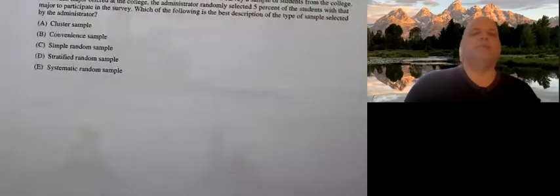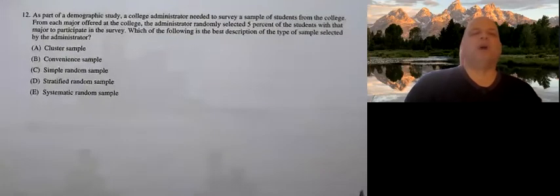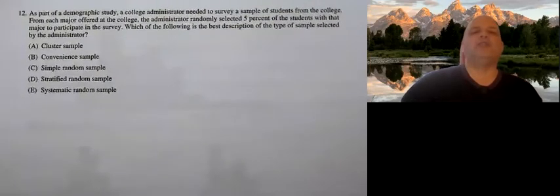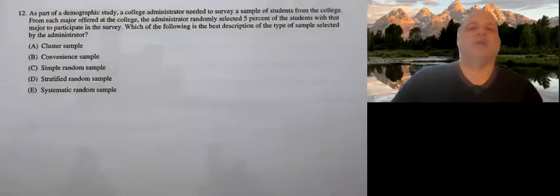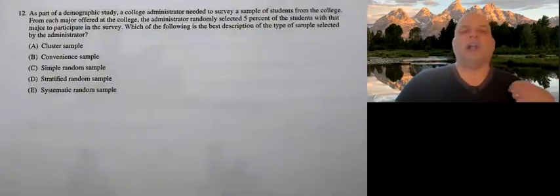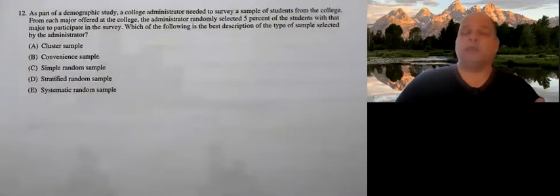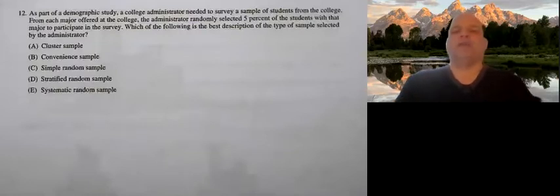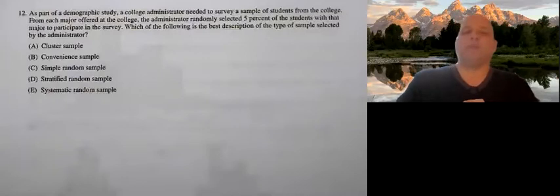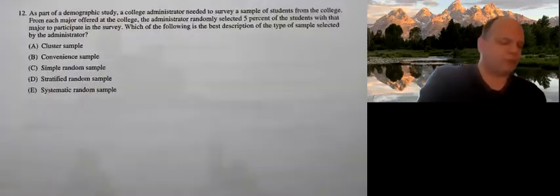Moving on to number 12. As part of a demographic study, a college administrator needed to survey a sample of students from the college. From each major offered at the college, the administrator randomly selected 5% of the students with that major to participate in the survey. Which of the following is the best description of the type of sample selected by the administrator?